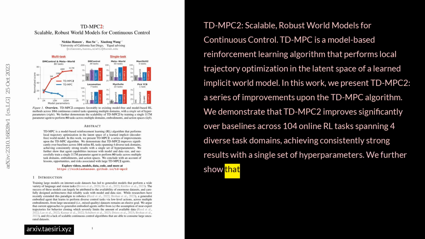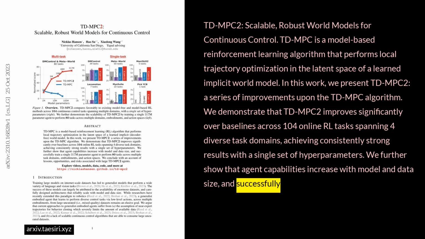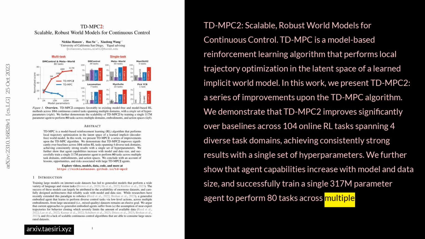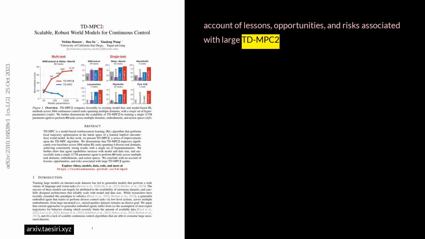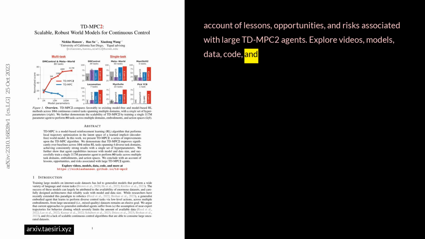We further show that agent capabilities increase with model and data size, and successfully train a single 317M-parameter agent to perform 80 tasks across multiple task domains, embodiments, and action spaces. We conclude with an account of lessons, opportunities, and risks associated with large TD-MPC2 agents. Explore videos, models, data, code, and more at the project's website.